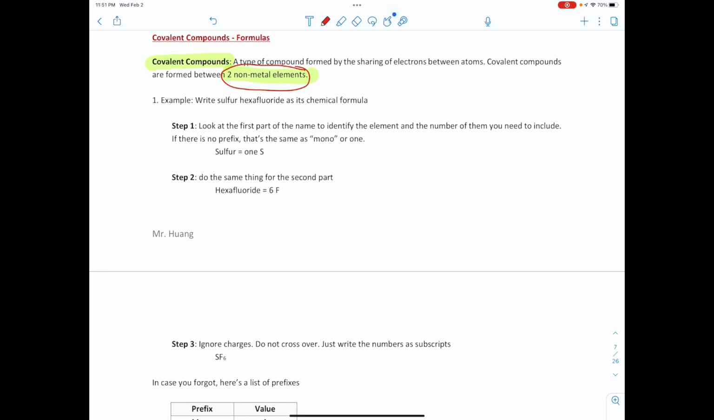So here we have sulfur, and you'll notice that there's no prefix in front of sulfur, so that means I have 1 sulfur. We're going to do the same thing for the second part. So we have hexafluoride. Okay, so hexa, this is a prefix for 6. Fluoride is fluorine, so we have 6 Fs or 6 fluorines.